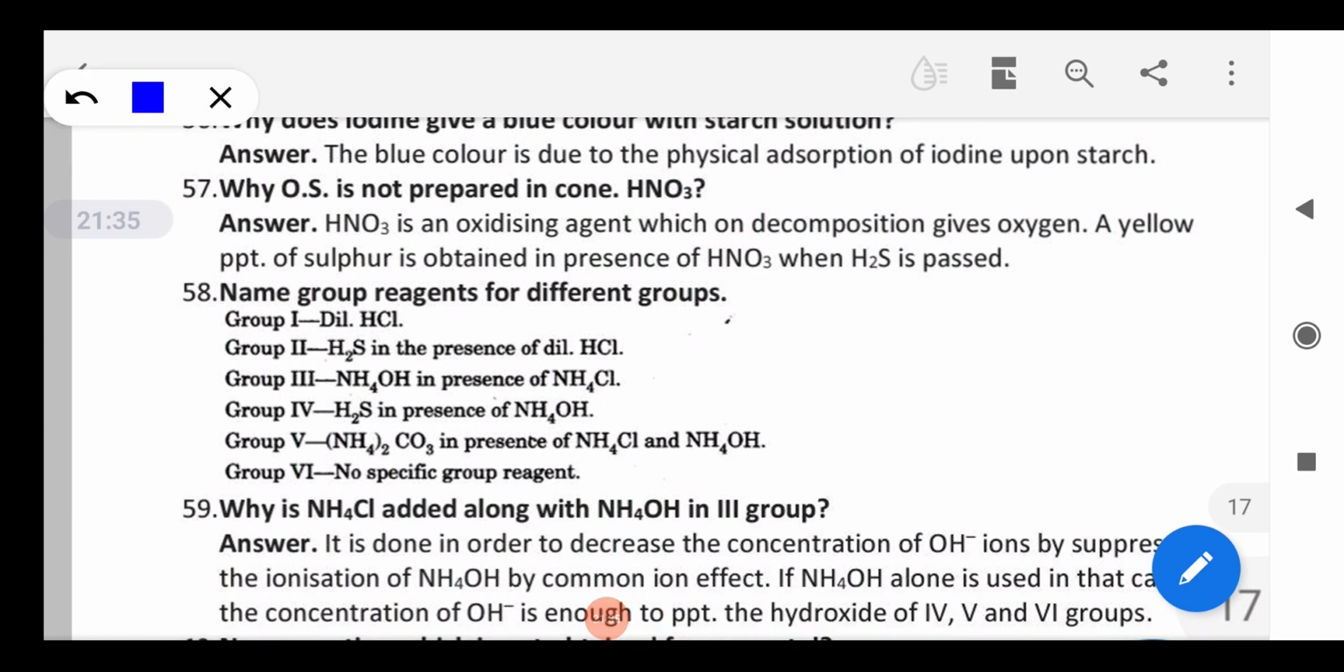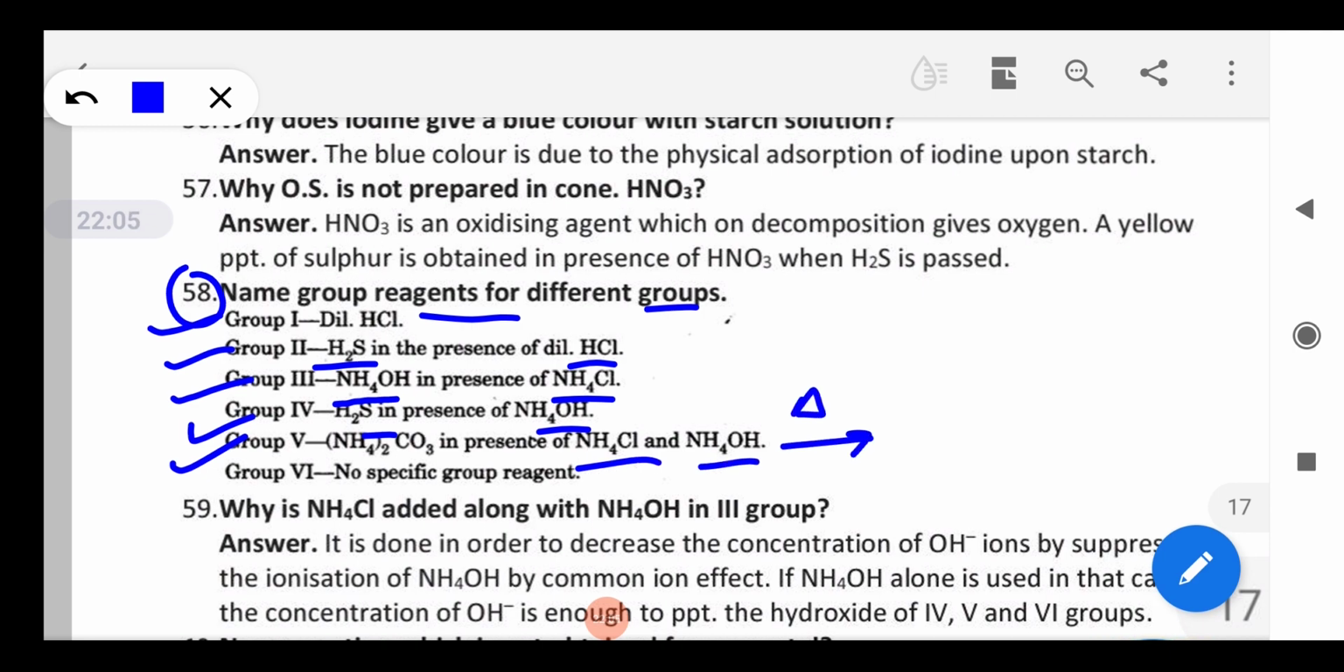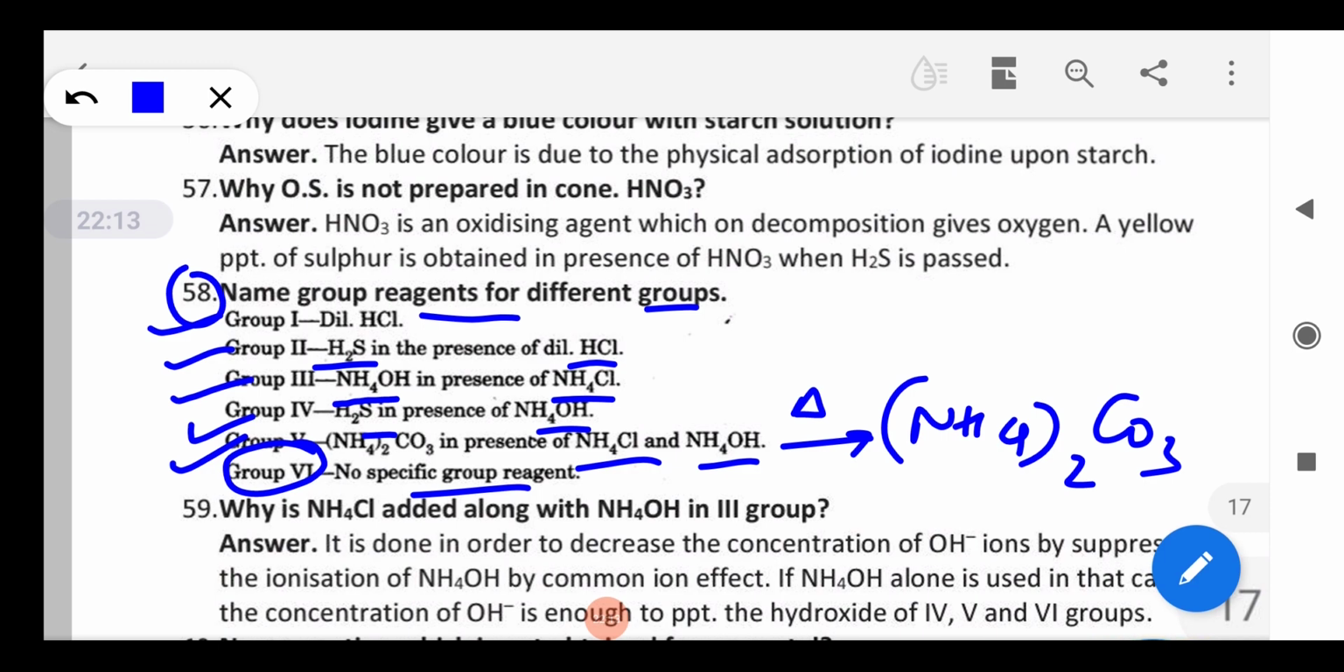This question is very, very important. Name the group reagent for different groups, which can definitely be asked by the external examiner in the viva exam. In group number 1, we use dilute HCl. In group number 2, we use H2S in the presence of dilute HCl. In group number 3, we use ammonium hydroxide in the presence of ammonium chloride. For group number 4, we add H2S in the presence of ammonium hydroxide. For group number 5, we use ammonium chloride and ammonium hydroxide, we heat it and then we add ammonium carbonate. So this is the group reagent for group number 5. For group number 6, there is no specific group reagent.